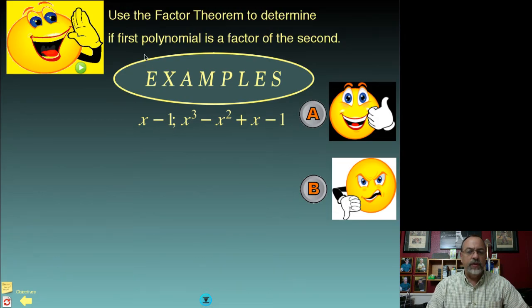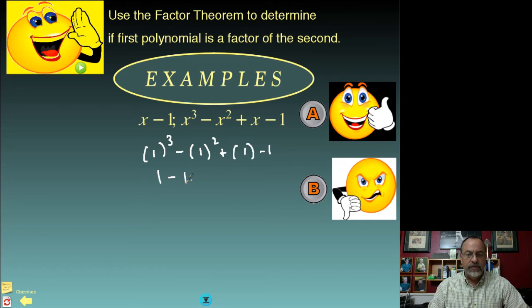For an example, we want to use the factor theorem to determine if the first polynomial is going to be a factor of the second. So is x minus 1 a factor of this? Again, the question means, will this divide into this evenly, giving us a remainder of 0? Well, the remainder theorem says if this is a linear expression, which it is, I can take this number 1, the k, and substitute it into the expression, and whatever value this simplifies to is going to be my remainder when I actually do the division. So let's figure out what that's going to be.